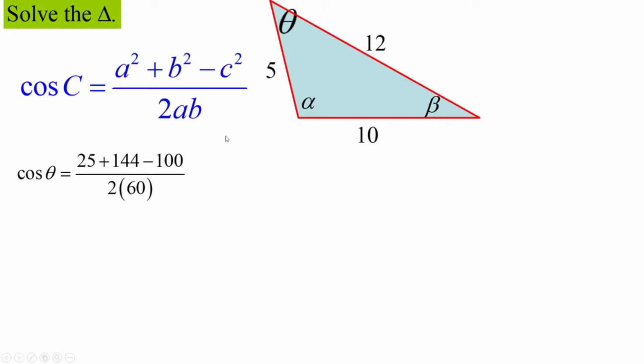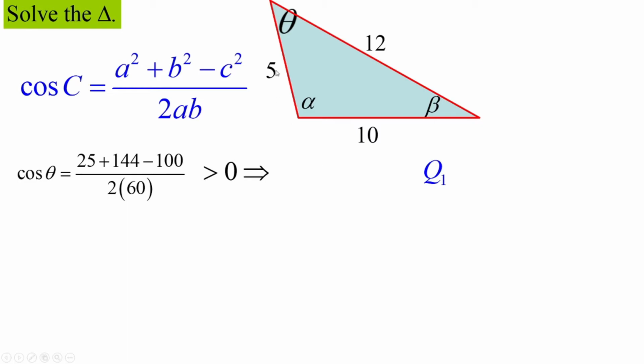Now I want to make a little point right here. I always look at this expression on the right to think about what kind of angle I'm going to get. Now, 25 plus 144 minus 100, isn't that 69 over 120? So that's going to be a positive number. And you know that cosine is positive in quadrant 1 and quadrant 4. So if I have cosine of theta equals a positive number, if this expression is greater than 0, that implies my calculator is going to give me a quadrant 1 angle.